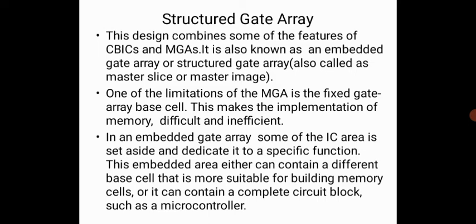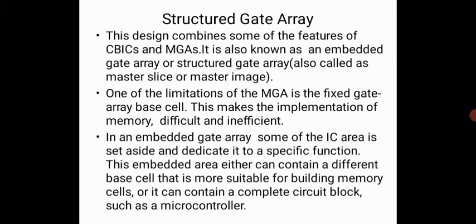Next, structured gate array. This design combines two features, those of CBICs and also MGAs. The MGA has some drawbacks and the CBIC also has some drawbacks. To overcome those drawbacks, we use a combined structure, called a structured gate array. The limitation of the MGA is that the fixed gate array base cell makes the implementation of memory difficult and also inefficient. That is the main drawback of the MGA.